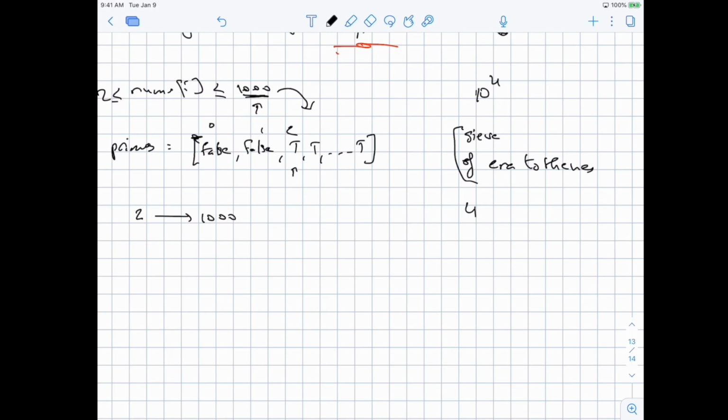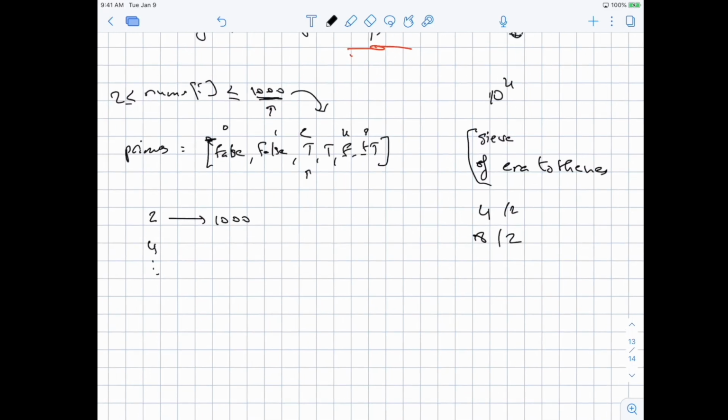Why? Because 4 is not prime because it's divisible by 2. 8 is not prime, it's divisible by 2, right? So all the multiples of 2 are by definition not prime because they are divisible by 2. So we'll go through all of them and just mark them as not prime. So this would be false. And then 8 down the road will be false as well, all the way until we reach the limit. And we can do that with just a for loop with the increment each time being 2.